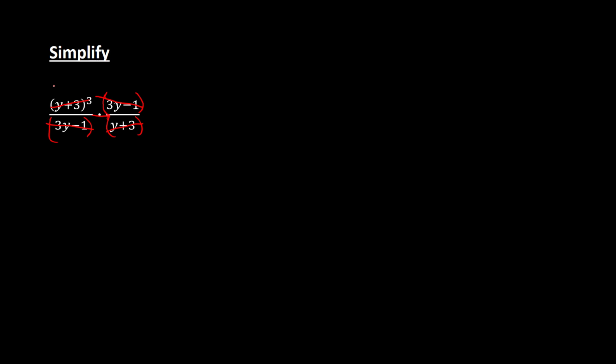I'm left with 2 y plus 3's in the numerator, because I had 3 of them on the top, 1 on the bottom. When they cancel, I'm left with 2 on the top. So my solution would be (y plus 3) squared.